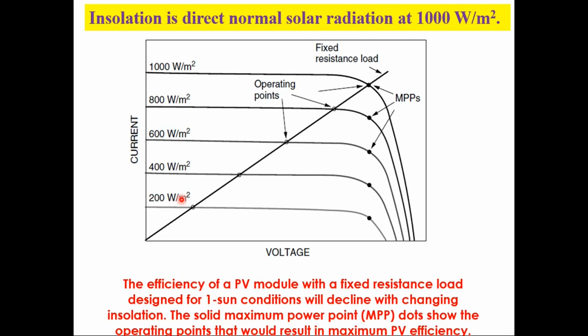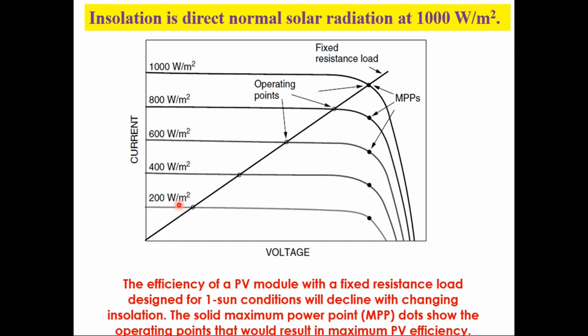The solid maximum power point dots show the operating points that could result in maximum PV efficiency in this case, but you will not be tracking the MPPs when the radiation goes down. So such maximum power point trackers are incorporated as an interfacing unit, using a buck or boost converter depending upon the application, to track this MPP. I'll try to explain the same thing in my upcoming sessions.